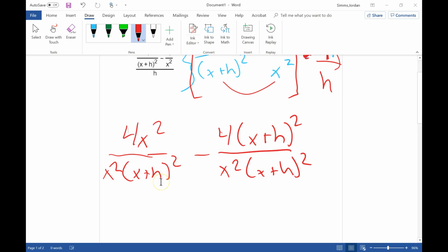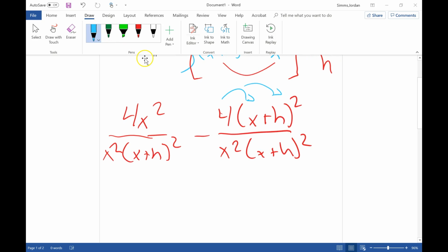Now our next step, we're going to distribute over here. We have to, right? We have to distribute that, and then we'll combine all of our like terms on the numerator. So we can go ahead and do that. Now keep in mind when I distribute, I'm going to FOIL this first because we have to deal with exponents before we multiply. Okay, so let's do that.